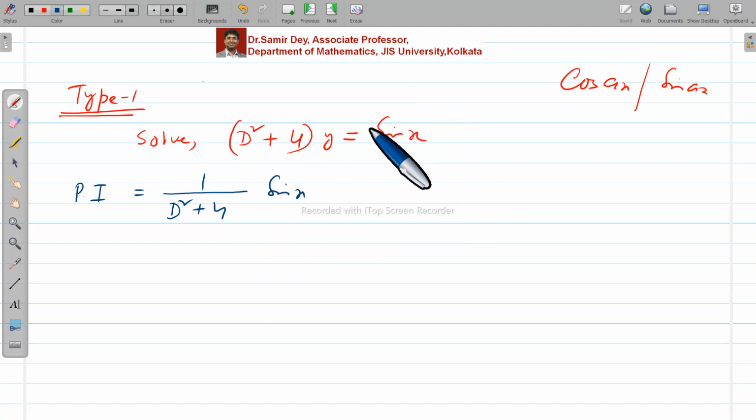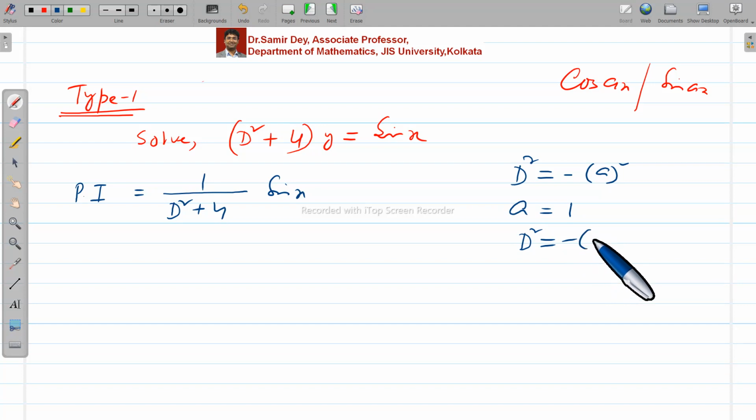So in case of sine ax or cos ax, the formula is that all D square should be replaced by minus a whole square. This is the only one formula for sine and cosine functions. Okay. So in this problem, what is your a? Anyone? Please write in chat box. What is a? 1. Very good. So here the coefficient of x is 1, so that's why a is 1. Then how much should I substitute? So D square is equals to minus of 1 square.